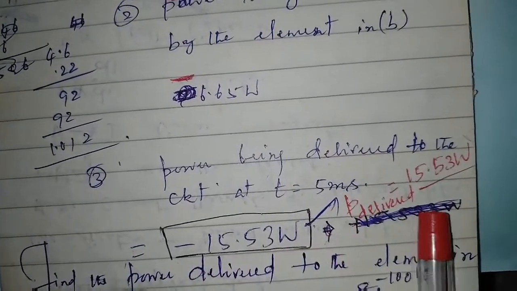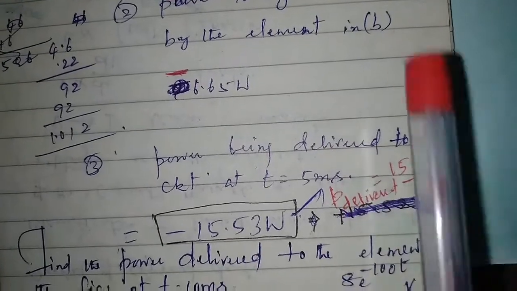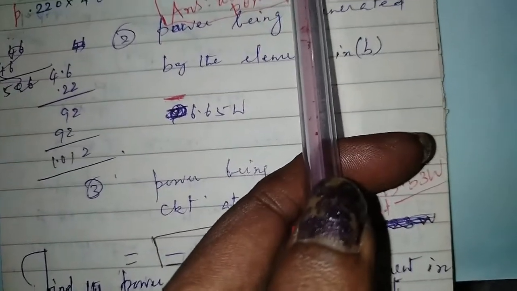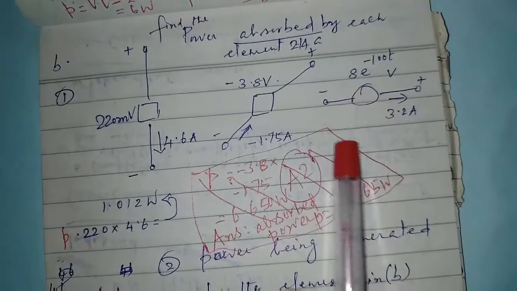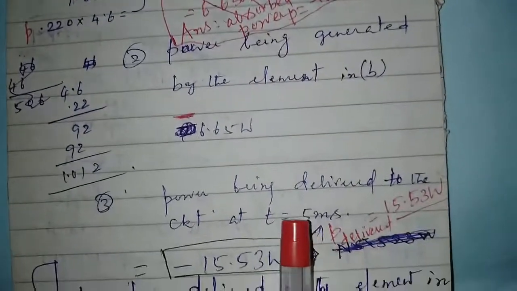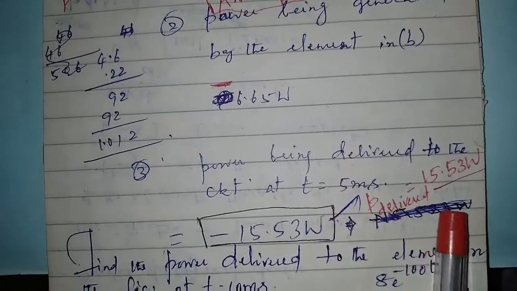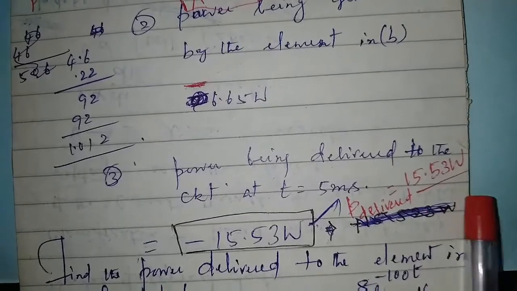So power being delivered is, change the sign, because current is entering to the negative terminal. So the generated power, we are asked to find out the power delivered to that element, which is nothing but 15.53 watts.